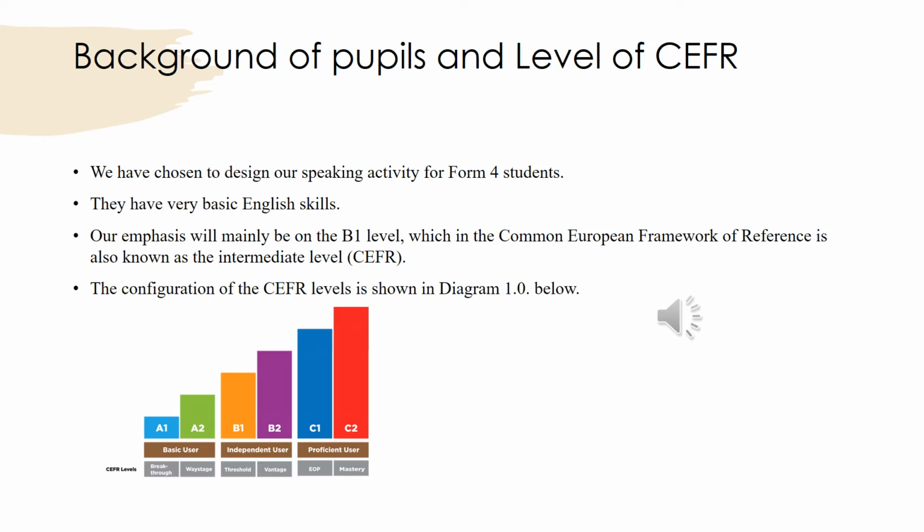This level comes after levels A1 and A2 of the basic level and before levels C1 and C2 of the proficient level. Students at this stage are beginning to show improvement in their English proficiency because they are already past the basics. But in order to develop their English proficiency, they do need to practice further. The configuration of the CEFR levels is shown in diagram 1.0 below.